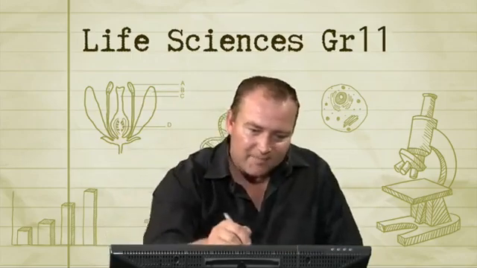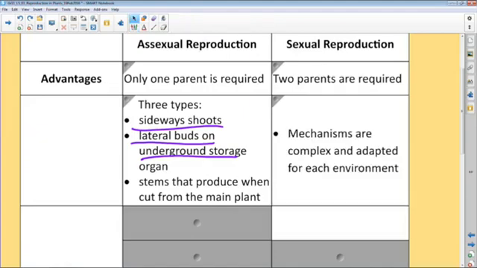Then we've got plant, okay, if we have a look at it, the mechanicalness of it is very complex and adapted for each environment. Special environment needed for special things, like ones in water gives you special ones. Ones in the desert is special. So each one is different.